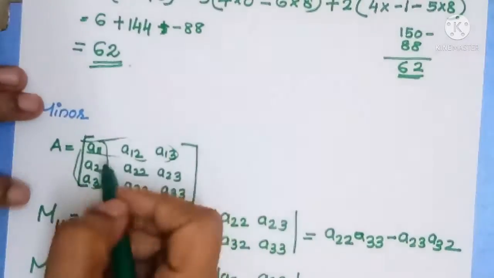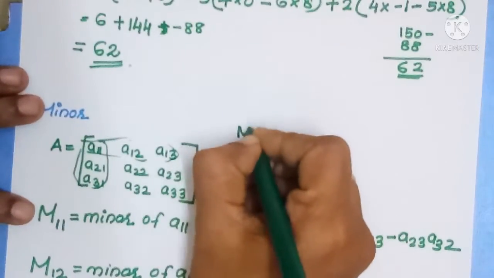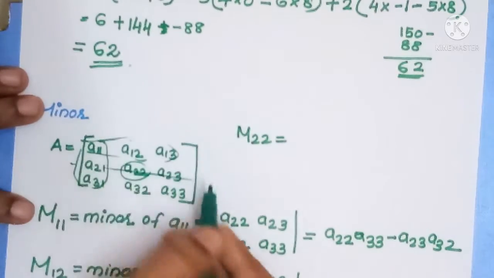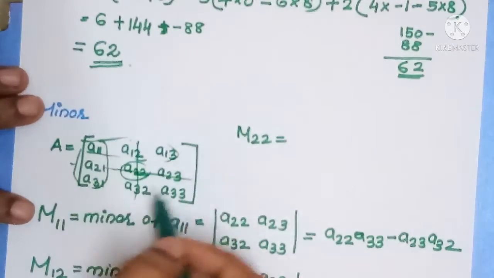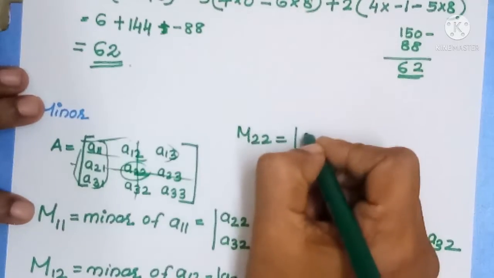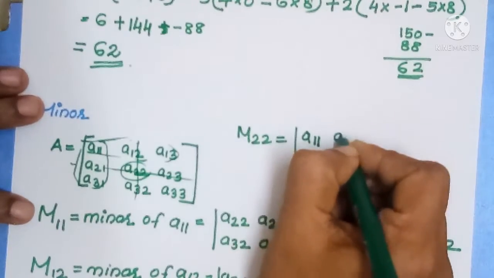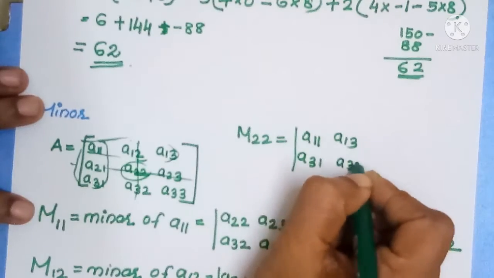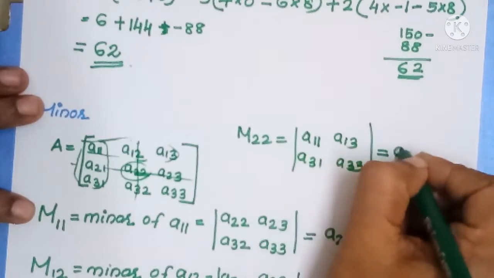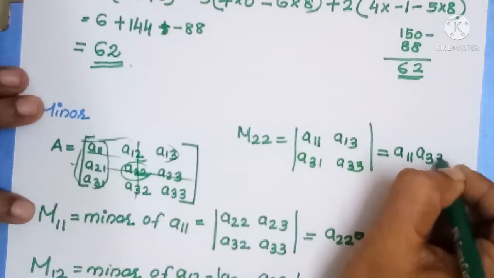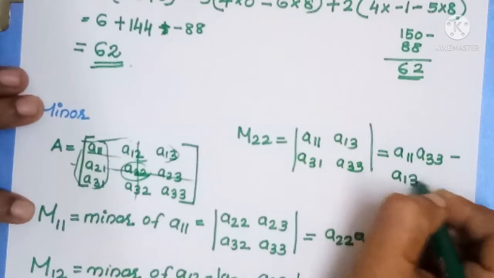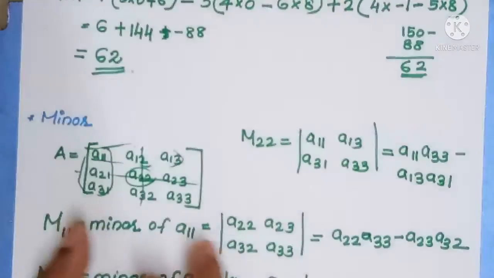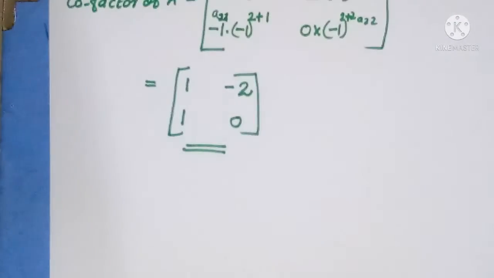If we need to find the minor M22 of this element, we avoid the second row and second column. The remaining elements we can write as the determinant of A11, A13, A31, A33. Then find the determinant: A11 into A33 minus A13 into A31. Okay. This is the procedure to find the minor of each element.